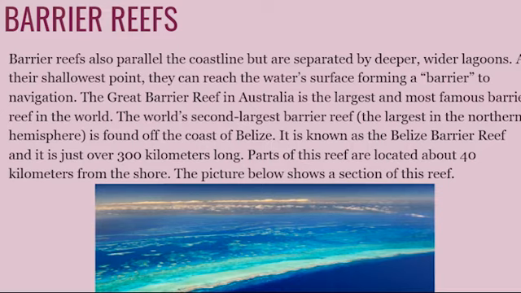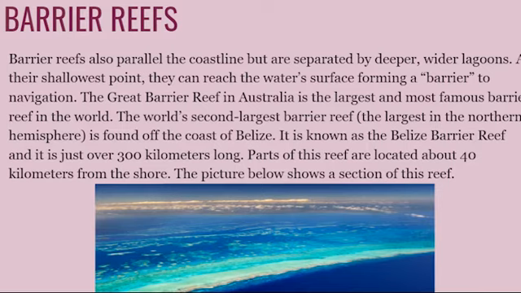Okay, parts of this reef are located about 40 kilometers from the shore, and the pictures below show a section of the reef. So let's look at this reef. All right, so we can see that deep blue water. That is that deeper, wider lagoon compared to the fringing reef picture, where it was shallow water, then the reef, then the deep water. But here it's the deep water, then the reef, then the shallow water, in a sense, right?